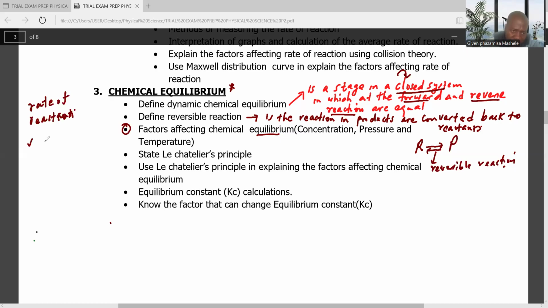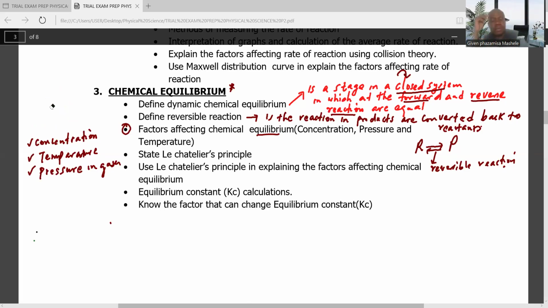Number 1, it's concentration. Number 2, it's temperature. Number 3, it is the pressure in gases. So these are the 3 factors that can affect chemical equilibrium. So you need to be able to know the factors that can affect chemical equilibrium.